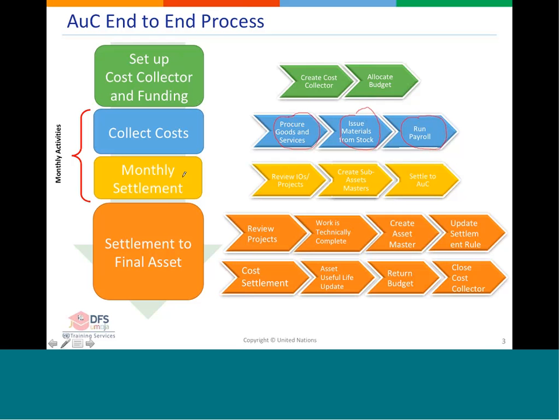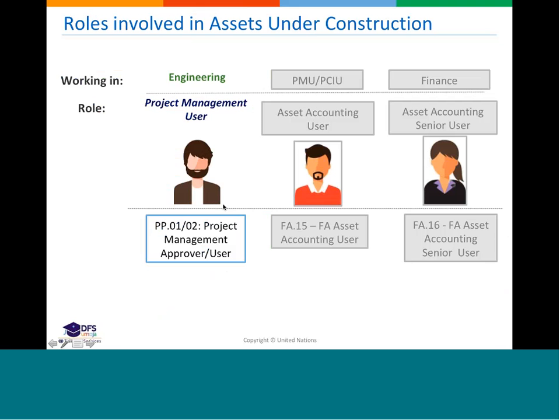Later on, there will be some activities on a monthly basis, which is basically to review the projects and assign the cost to the projects in case that there are some outstanding costs. Then we will create some sub-asset masters and settle to the AUC, etc. We mentioned earlier in the week that the roles involved in the assets under construction are basically roles working in engineering, working in PCIU, and working in finance.